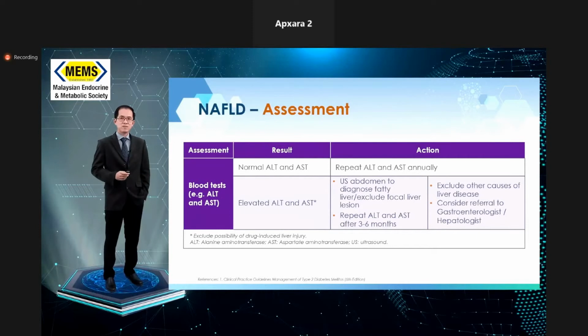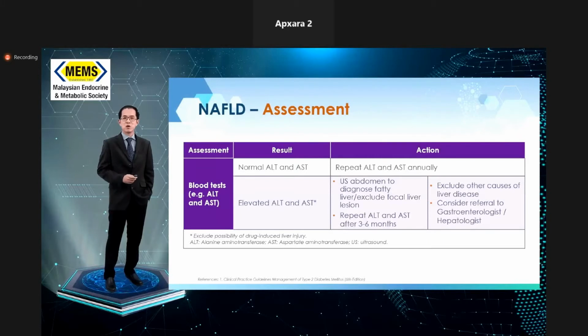You can do that by simple blood tests like a liver function test and a platelet count. Patients who have normal ALT and AST can have repeat of these tests annually. For those patients who have elevated ALT and AST, these patients may have NASH. However, it is also important to exclude other causes of hepatitis which are common, like hepatitis B virus infection, hepatitis C virus infection, drug-induced liver injury, as well as alcohol.